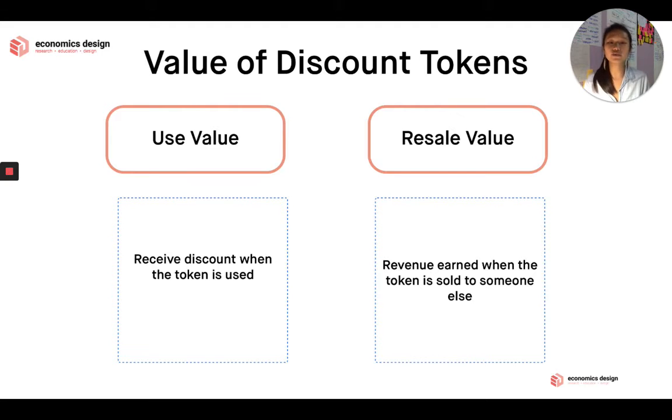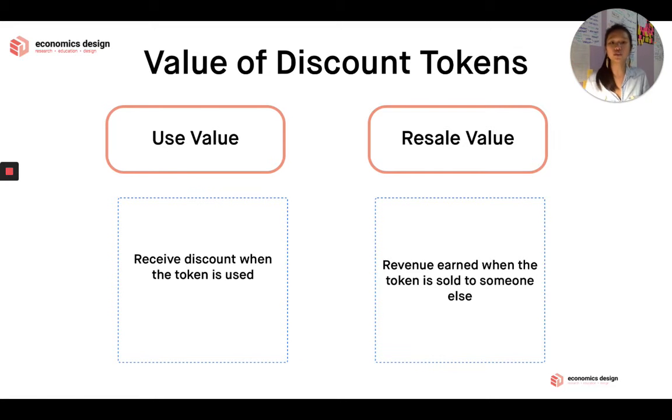So where does the value of a discount token come from? It comes in two different ways. The first one is use value, and the second is resale value. The use value is that when you use the tokens, you receive these discounts, and this discount is a value. It's valuable to you as a user, because you get a discount on the product. The other one is resale value. If the tokens increase in price, you can sell them and make the difference.